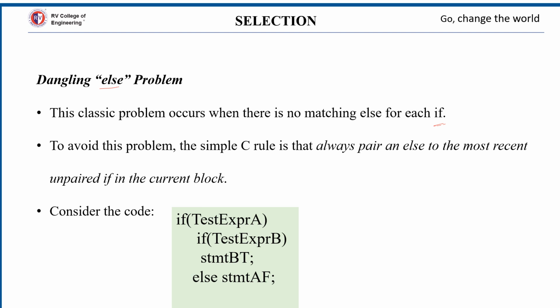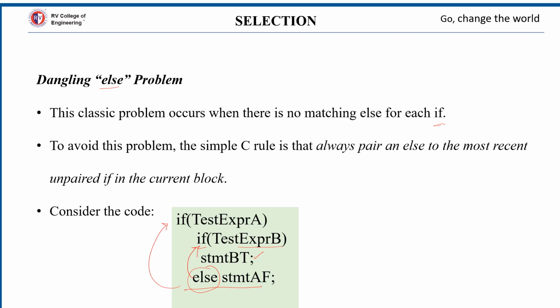Let us take an example. I have if condition, that is expression A. I have a nested if expression B. If this is true, execute BT. Now I have this else statement actually for this if, okay, but however what your compiler does is it matches this with the most recent if, because we did not write this else appropriately, right? So this is called as a dangling else problem and we should be very careful with it.